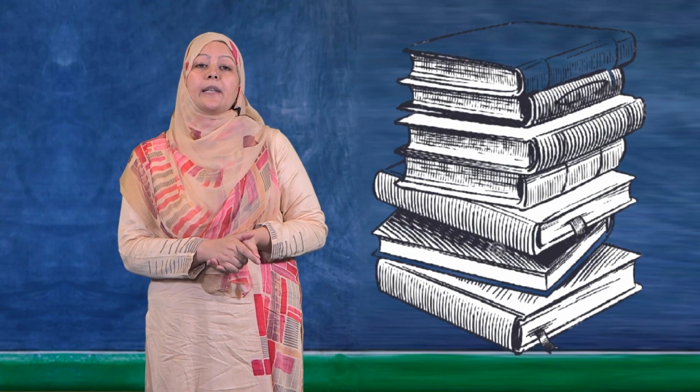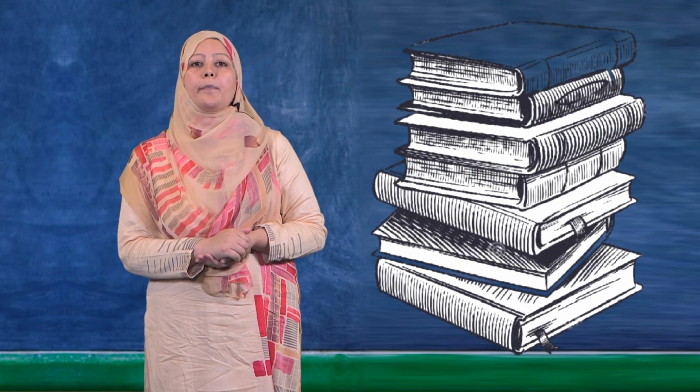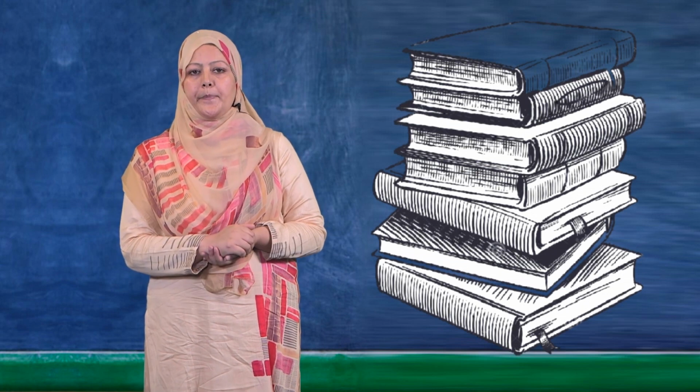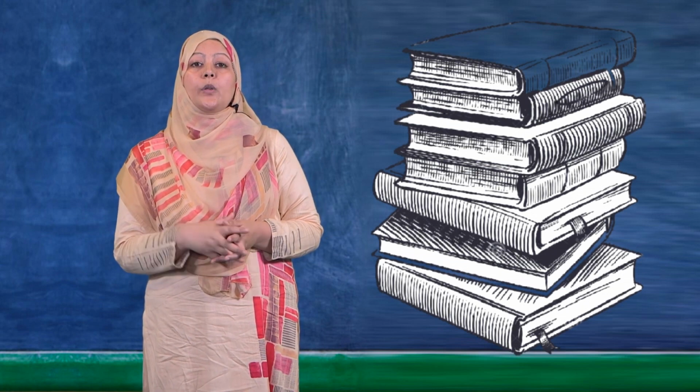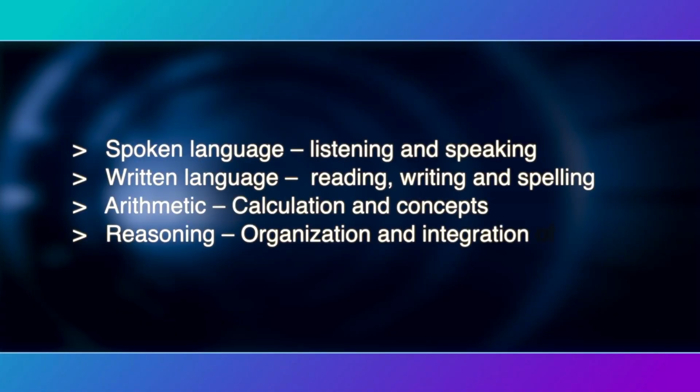Now let's have a look at the various types of learning disabilities. Learning disabilities can be categorized either by the type of information processing that is affected or by the specific difficulty caused by a processing deficit. Learning disabilities usually fall within 4 broad categories: spoken language, listening and speaking; written language, reading, writing and spelling; arithmetic, calculations and concepts; then reasoning, organization and integration of ideas and thoughts.